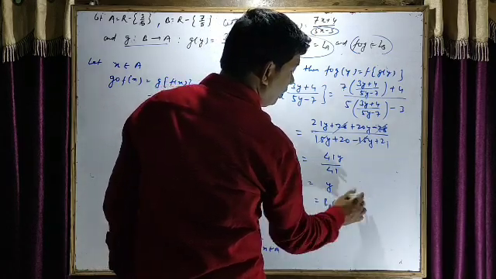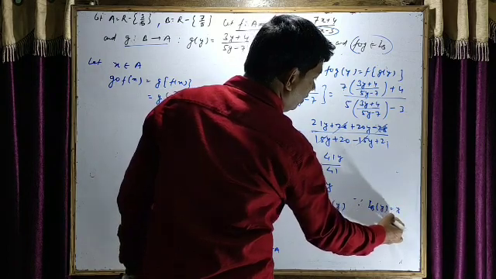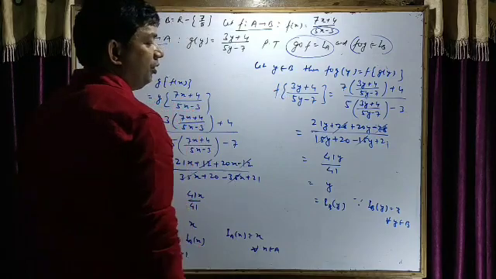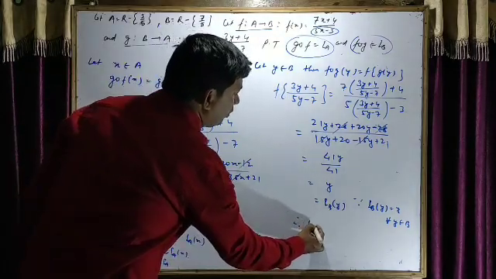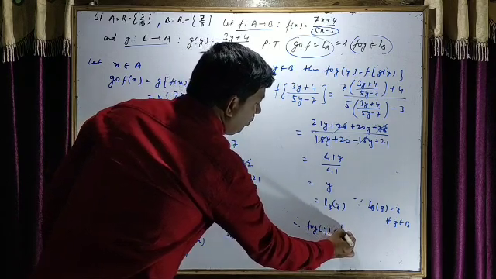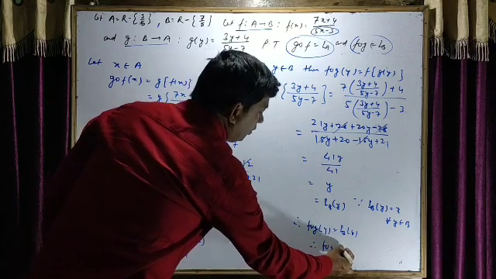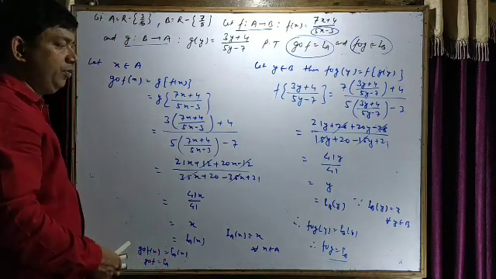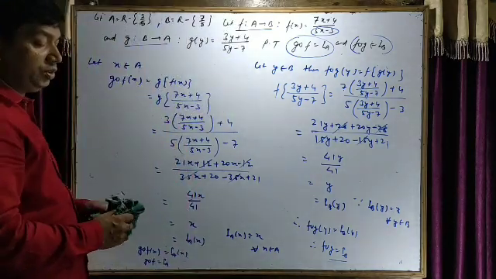Since I_B of y equals y for all y belonging to set B, this is also the identity function. So therefore fog of y equals I_B of y. So therefore fog equals I_B. So gof equals I_A and fog equals I_B. Now you write the next question.